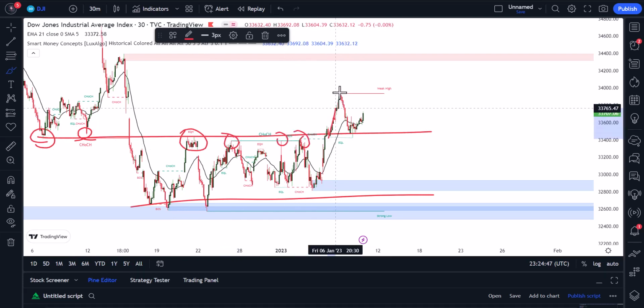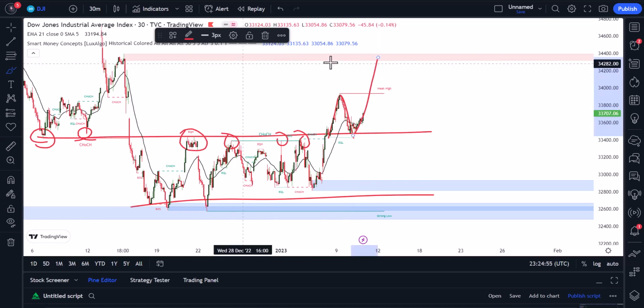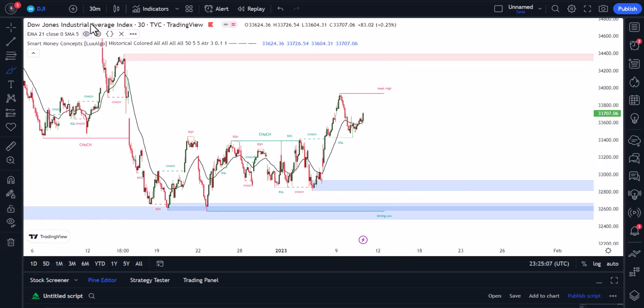Now it has completed the breakout of the structure and completed the retracement. Now it's rising up, so it's expected that it will follow the buy trend till this area, that is 34350, and after that it's going to fall down. So if I talk about the short-term view of the Dow Jones, I am seeing the short-term buy and the long-term sell.